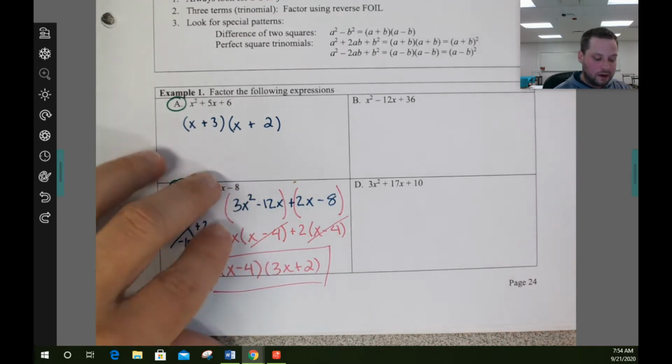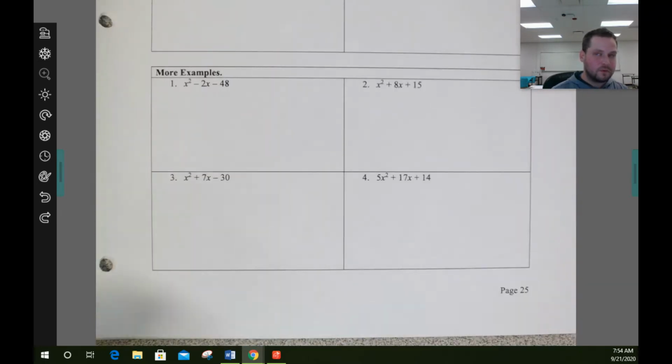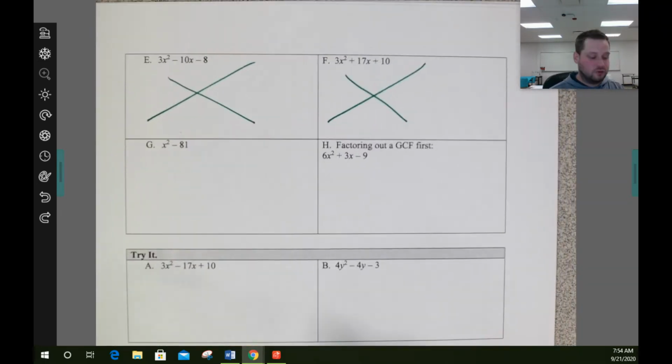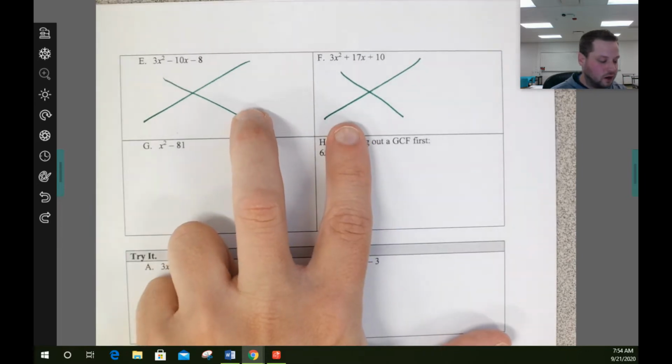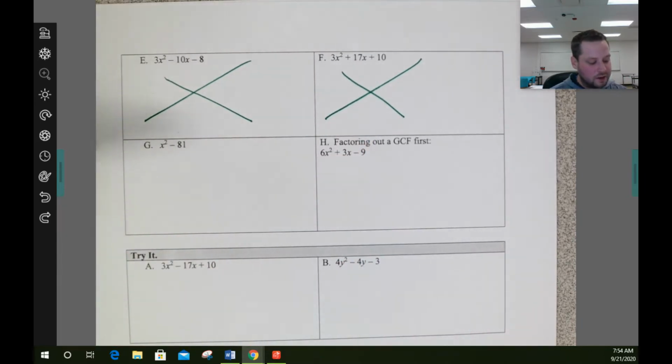Okay. Going to page 25. If you look at page 25, the top 2 are duplicates. You can go ahead and cross those off. And then I'm not going to do any on this page. You can work through them if you want to, but it's not required. Okay. It's kind of like practice for yourself.